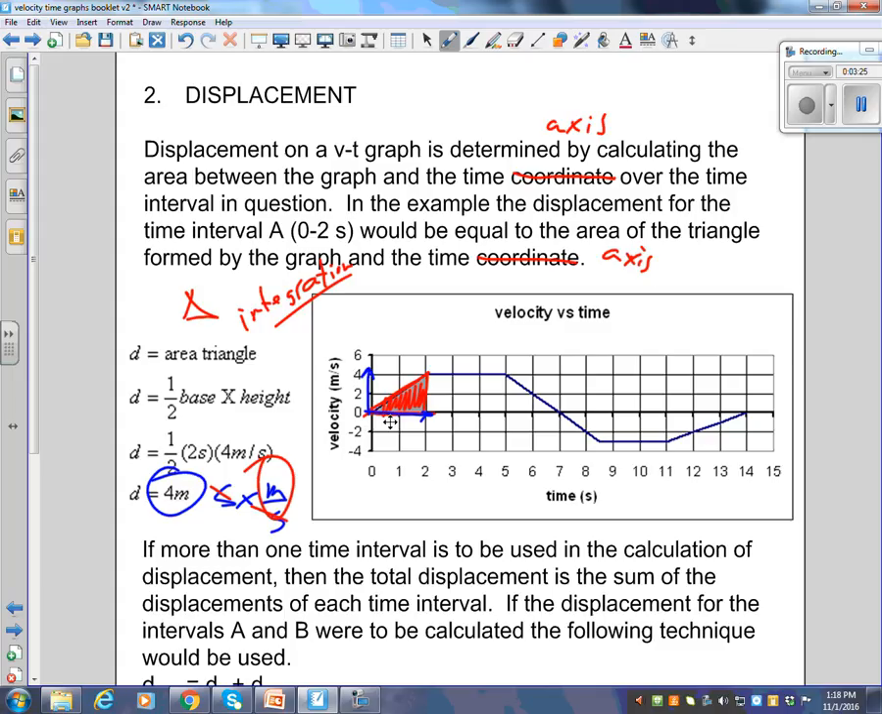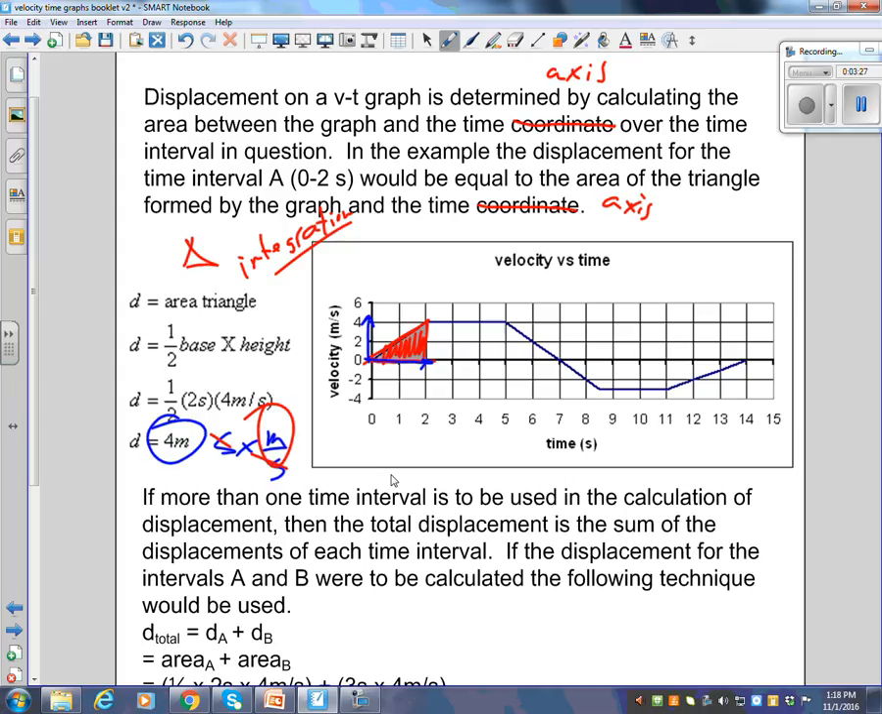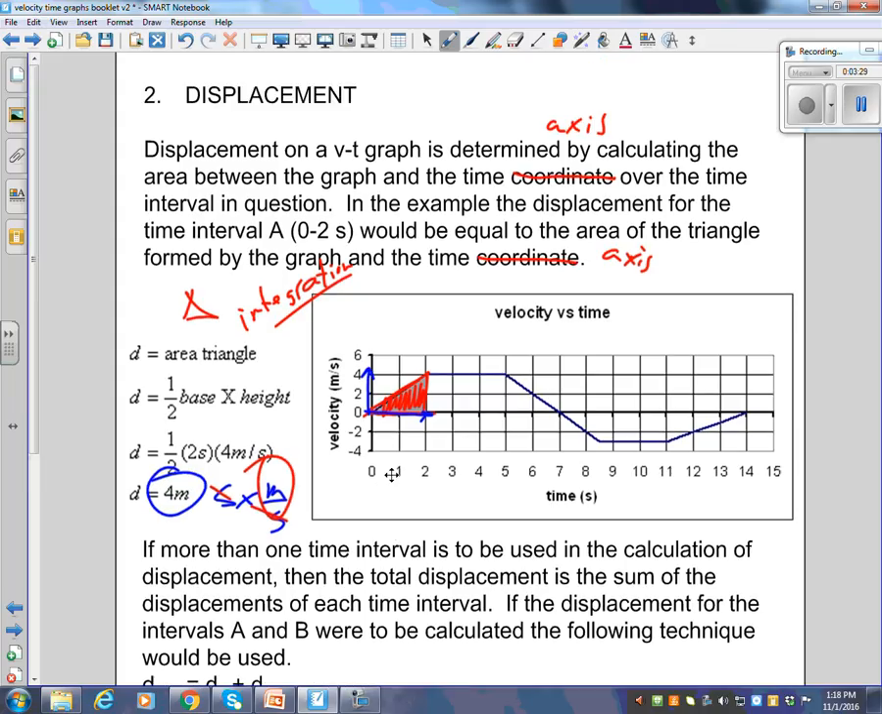Okay, so we found the area to be 4 meters. Now, what do we do if there's more than one interval? Like, let's say that I wanted to know how far it goes from 0 to 5 seconds. Well, let's do it in red so you can see better. There's 5 seconds, right? So what am I going to do now? What shape is that? The rectangle. How do I do the total displacement? Do the triangle, do the rectangle, add them together. It's not rocket science.